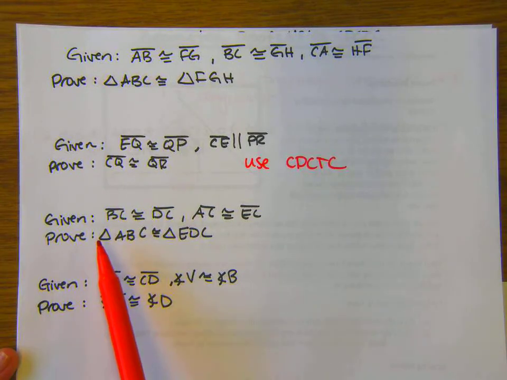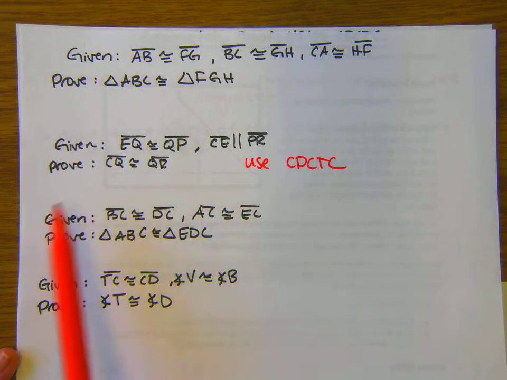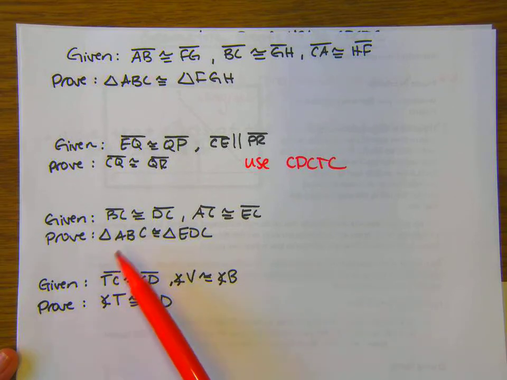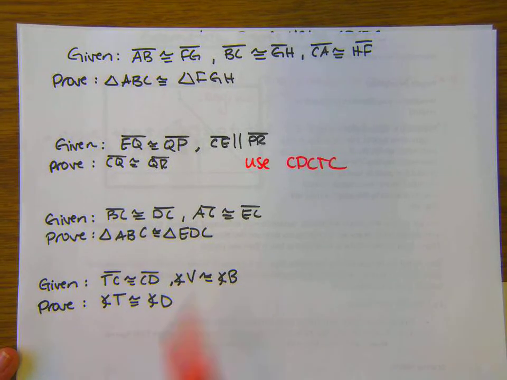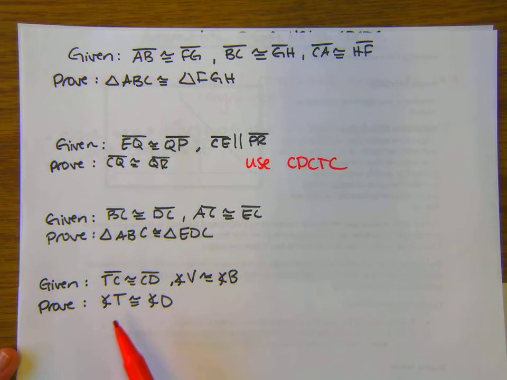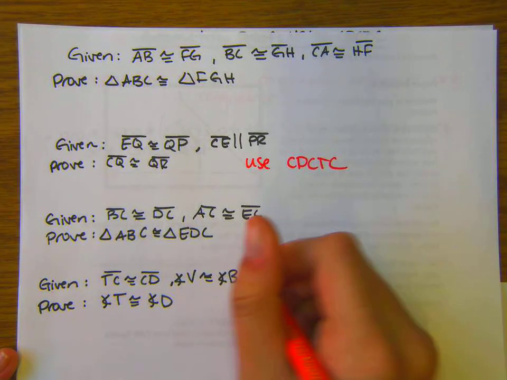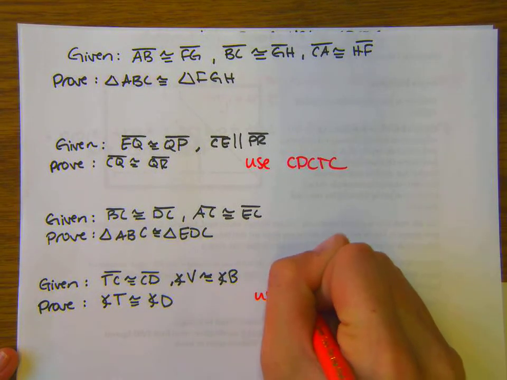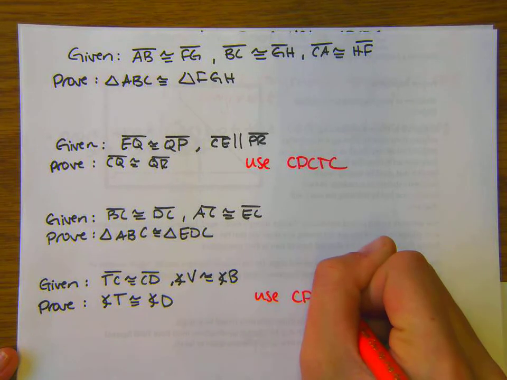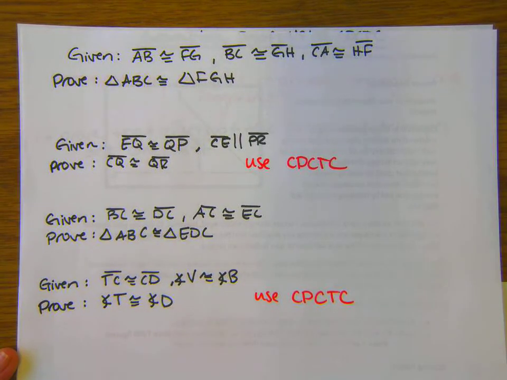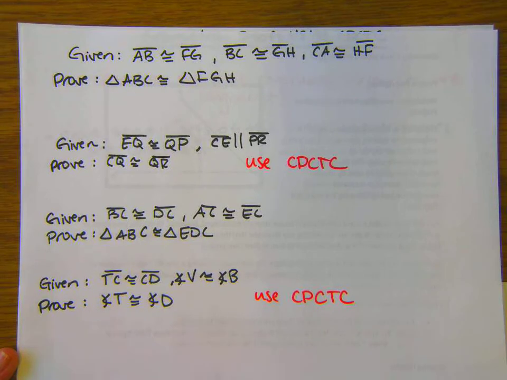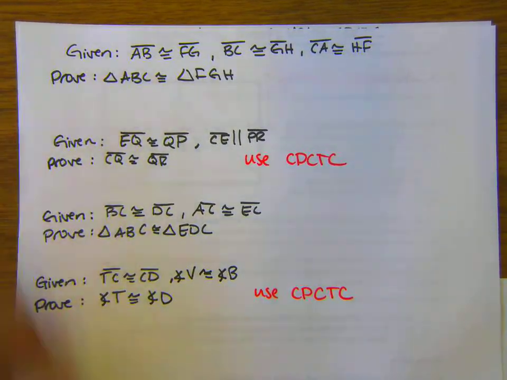So down here, we're always going to be given some sort of information and then asked to prove something. So here we're being asked to prove that the triangles are congruent, so we know we're not going to use CPCTC. But this last one right here, we are proving parts are congruent. So we have to first prove that the triangles are congruent, and then we will use that corresponding parts of congruent triangles are congruent. And that will then tell us that these corresponding parts are also in fact congruent.